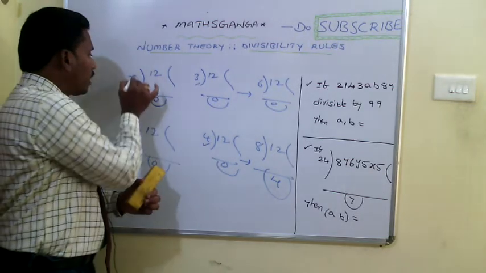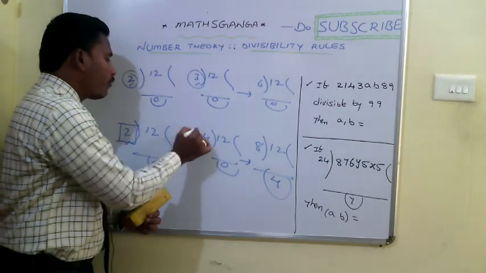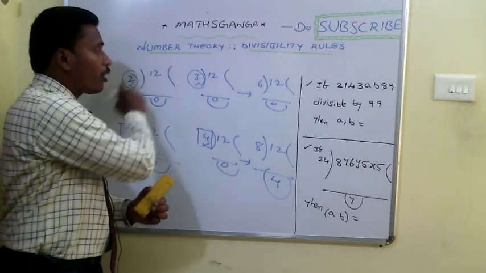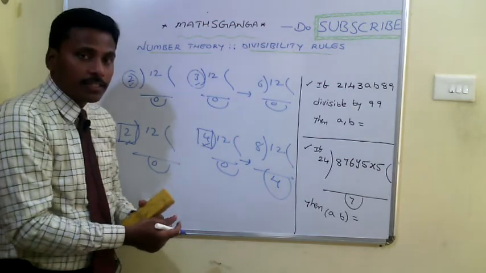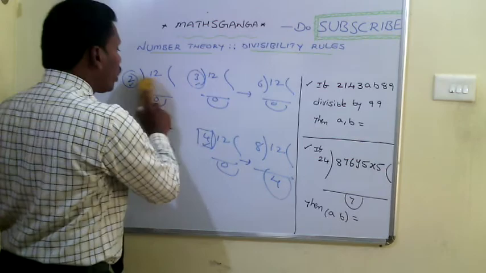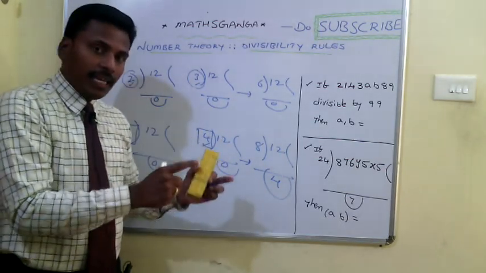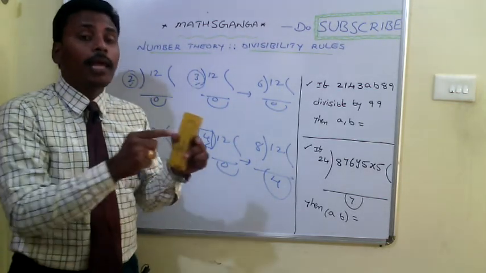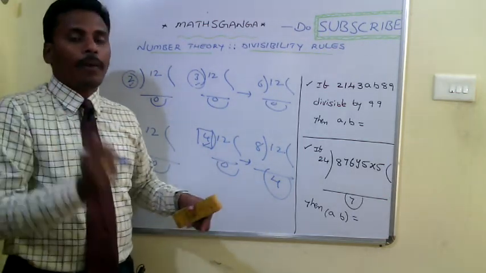If you observe, 2 and 3 don't have any common factors, whereas 2 and 4 have a common factor. There are no common factors for 2 and 3, so the product 2 into 3 again leaves remainder 0, but 2 and 4 have common factors, so 2 into 4 won't leave remainder 0. So finally what I am going to conclude is, if a, b are factors of n, then a into b is also a factor of n if a, b have no common factors. If a, b have common factors, then it won't leave remainder 0.